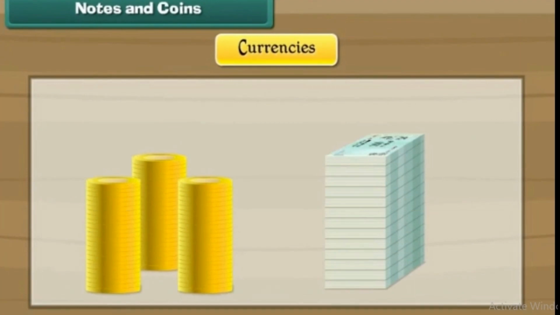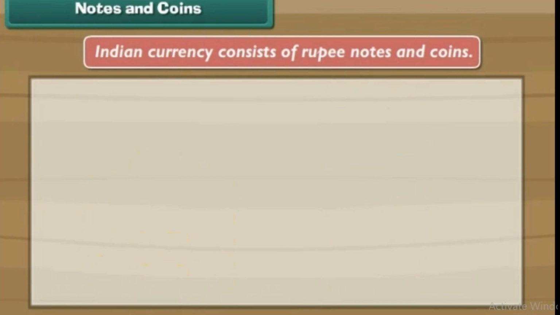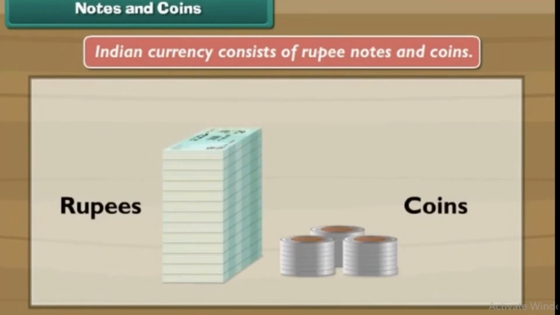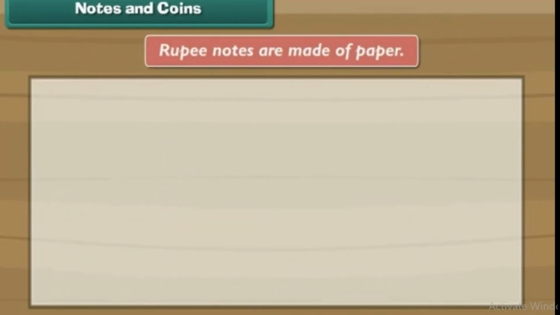Currency is the money used in a country. Indian currency consists of rupee notes and coins. They are of different values. Rupee notes are made of paper.